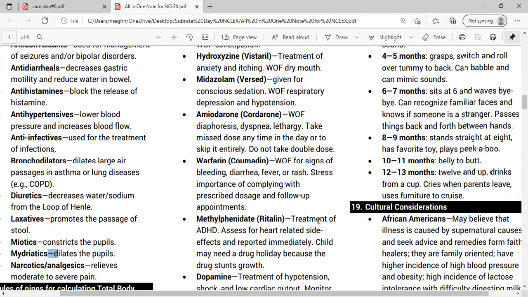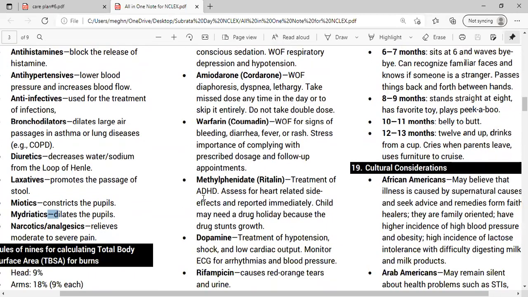Methylphenidate is a treatment for ADHD. Also assess for heart-related side effects and report them immediately. The child may need a drug holiday because the drug can stunt growth.